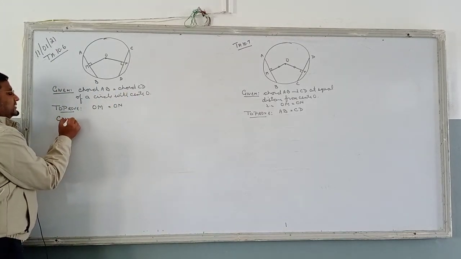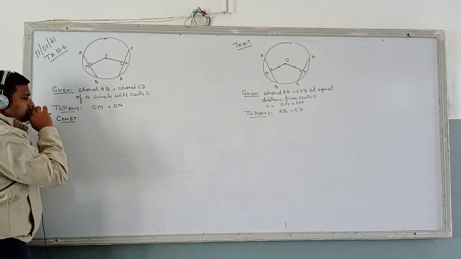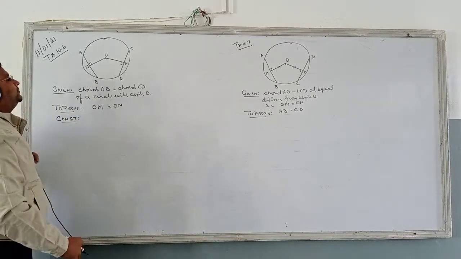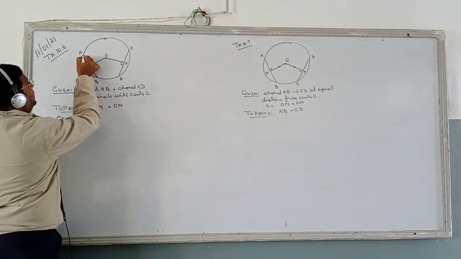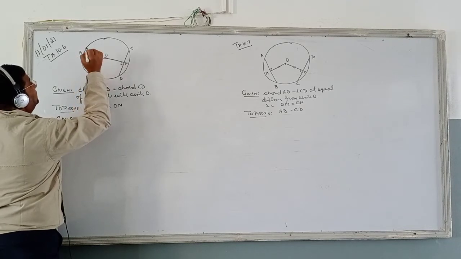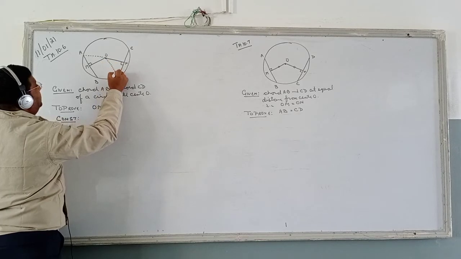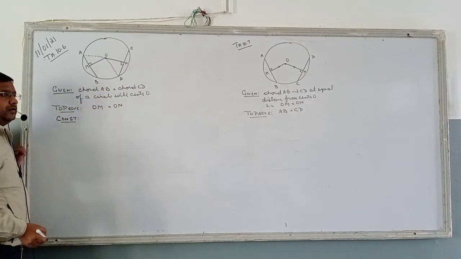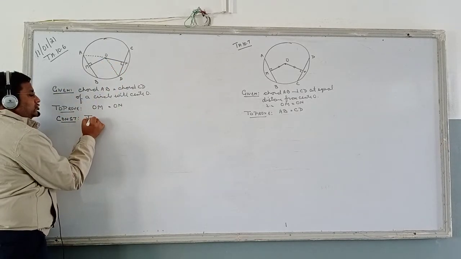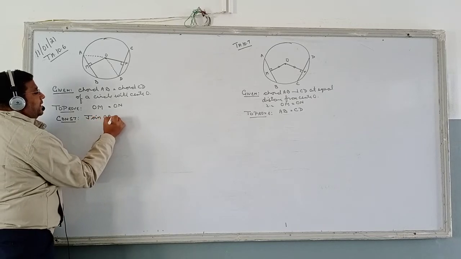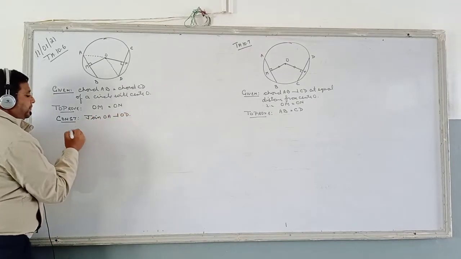Construction: we will be doing certain constructions only. Let us join O to A and O to D. Construction: join OA and OD.